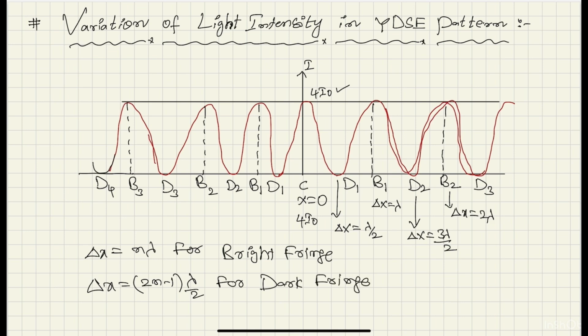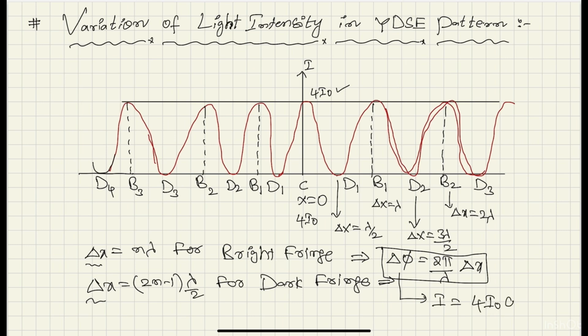If you know the path difference, can you find the phase difference? Definitely, delta phi is equal to 2 pi by lambda into delta x. By taking this relation we can write it. Sir, I know the phase difference, can I find the intensity? Yes. What is that? 4 I naught cos square phi by 2 is the relation.